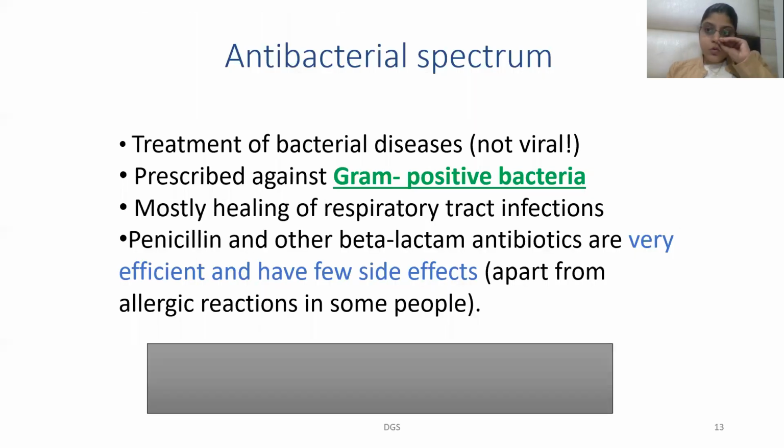Antibacterial spectrum: these are mostly effective against gram-positive bacteria, and gram-negative to some extent. Gram-positive cocci like staphylococci, streptococci, and gram-positive bacilli like Corynebacterium diphtheriae, Listeria, and Actinomyces are basically affected. Among gram-negative, the gram-negative cocci like gonococci and meningococci can be affected.